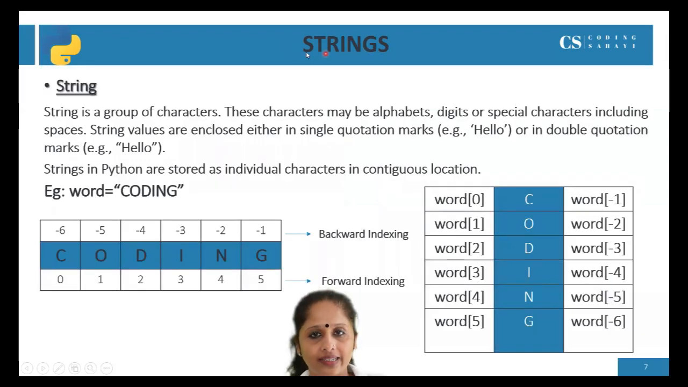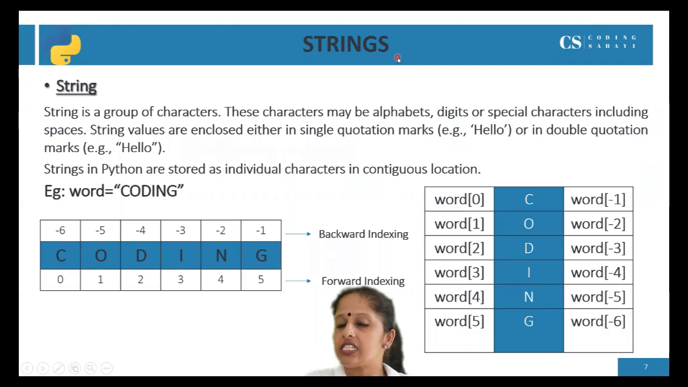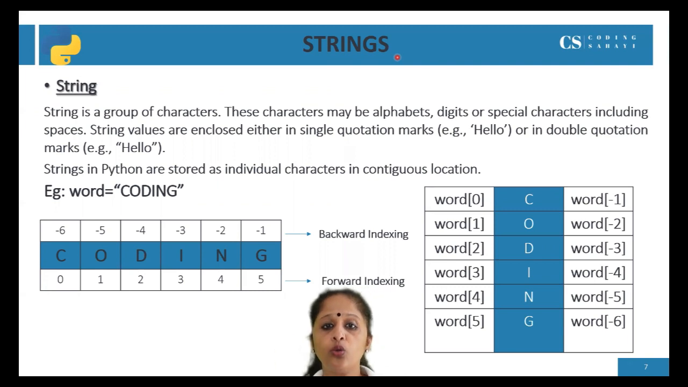The first data type of sequence is strings. We already studied string literals, and you know what a string is. It is a group of characters, like our name, or if I write Coding Sahai. If you write all these things inside double quotes, then we can say it is a string. We can write strings inside double quotes or single quotes.